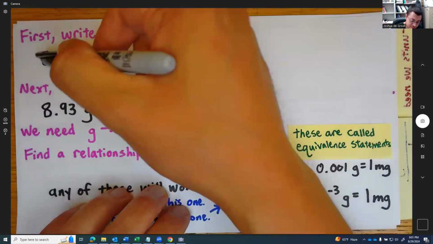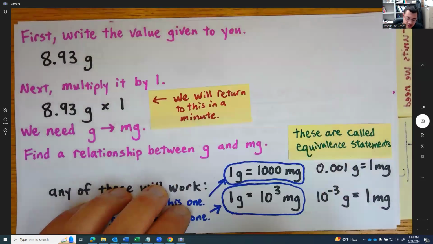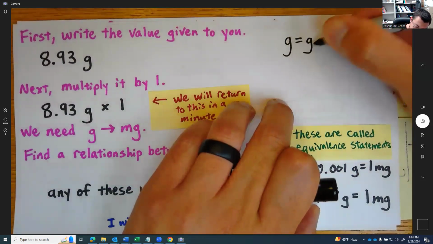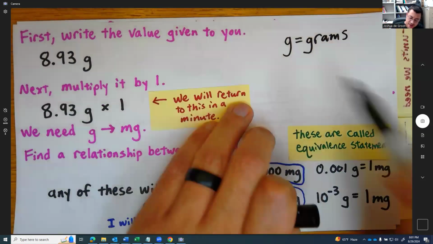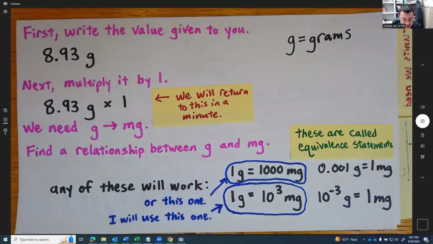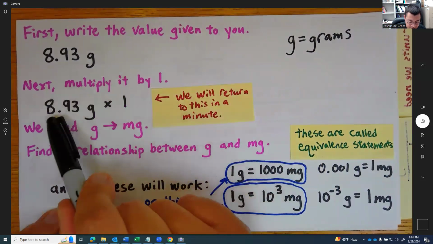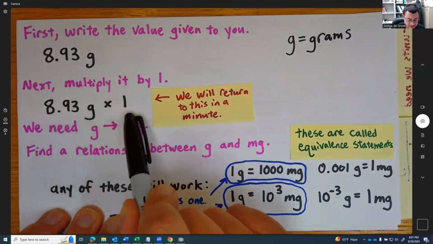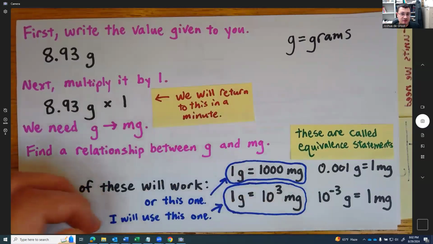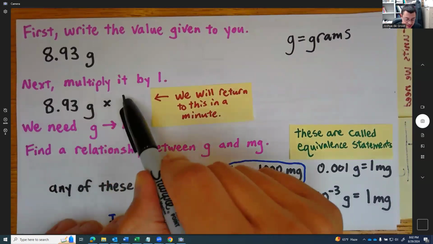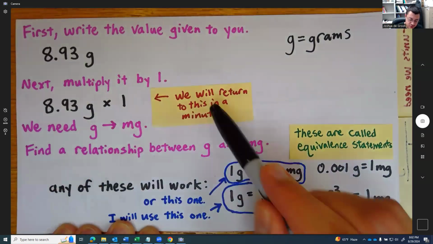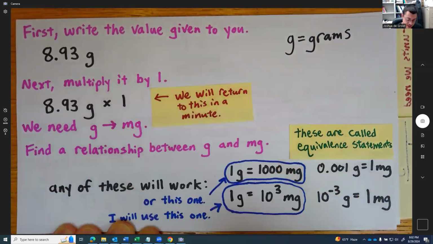So we wrote out 8.93 grams. G standing for grams, in case you haven't gone through any videos or lessons about what this lowercase g stands for. It stands for grams, a unit of mass. The next step is we're going to multiply 8.93 grams times 1. By doing this, we haven't changed what 8.93 grams is, because anything times 1 is that same thing. We have a few more steps here, so we will return to this statement in a minute.